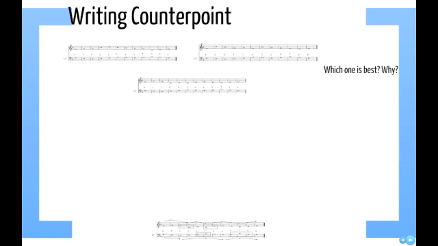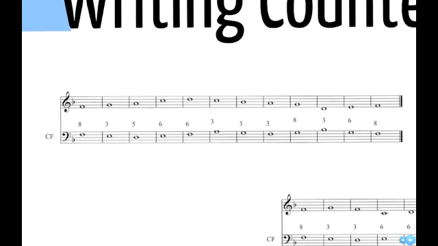So I've written three counterpoints to this cantus firmus. They might be perfect, they might be okay, they might have some mistakes. I want you to take a second to look at each of them and try to determine your own analysis. Is it a good example? So pause the screen now for a second and take a look at this first one, sing through it, play through it, and see if you see any errors or anything you like. And we'll look at the next one in a moment.